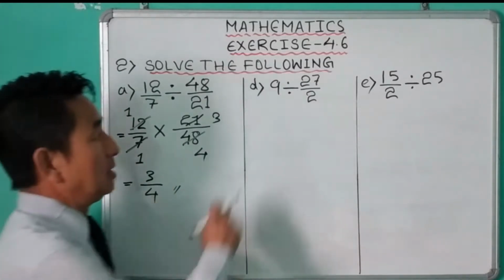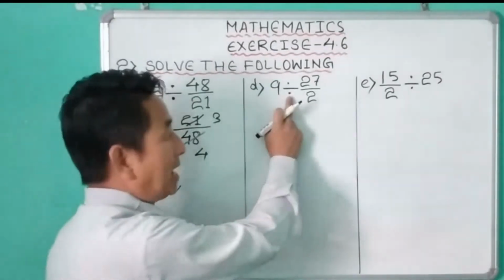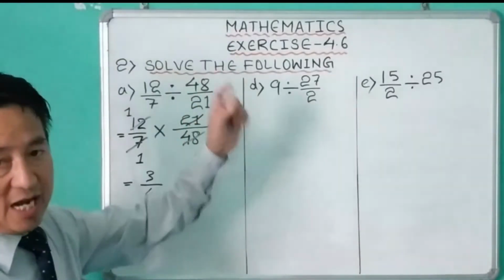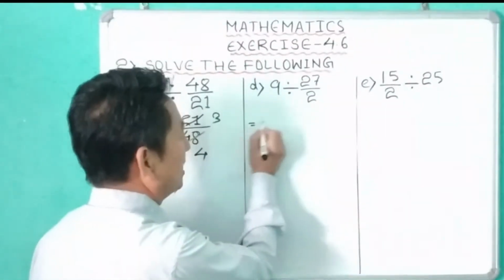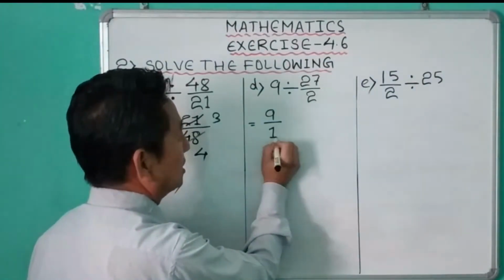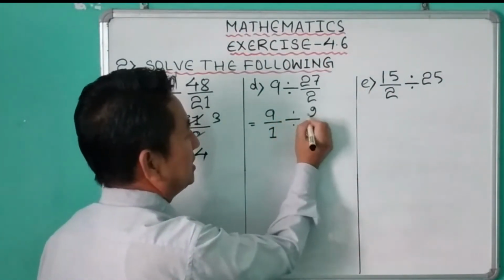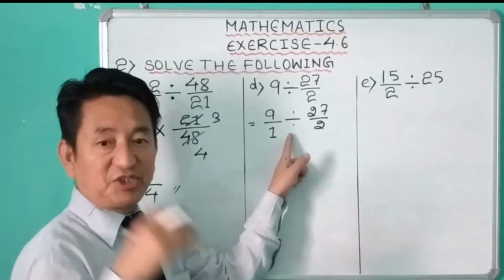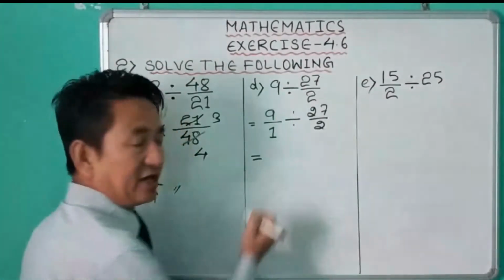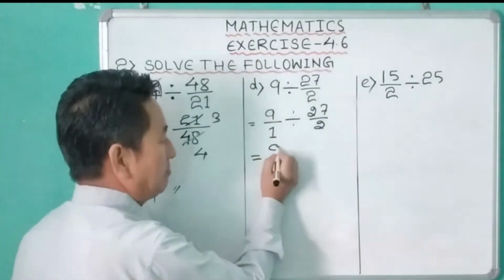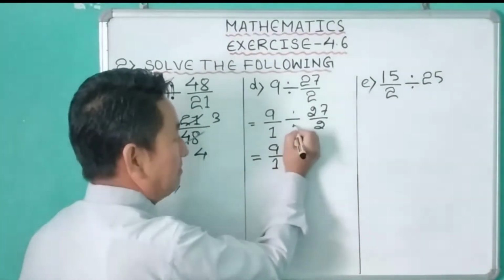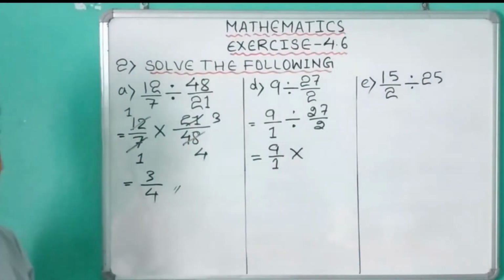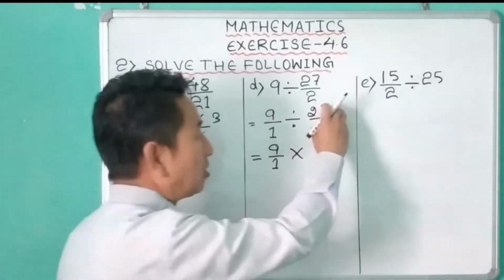Now next here, 9 is divided by 27 over 2. There is no denominator in this number. 9 is a whole number. So in this case, we can write 1 as the denominator. We'll write the divide sign again, then 27 over 2. Next step, we'll change this divide sign into a multiplication sign. This will remain the same, 9 over 1. Then this divide sign will change into a multiply sign. Here we'll write the reciprocal of this fraction.